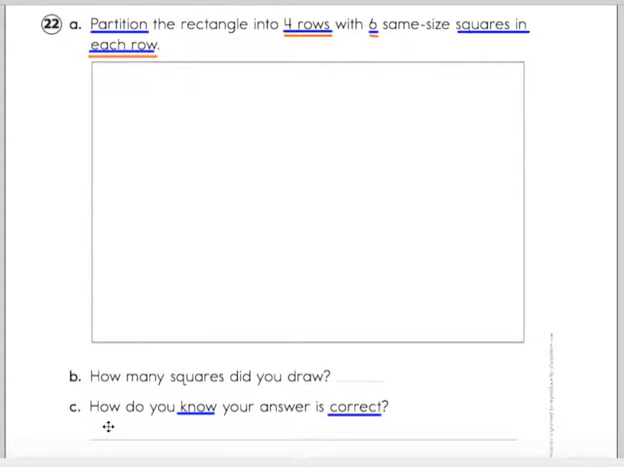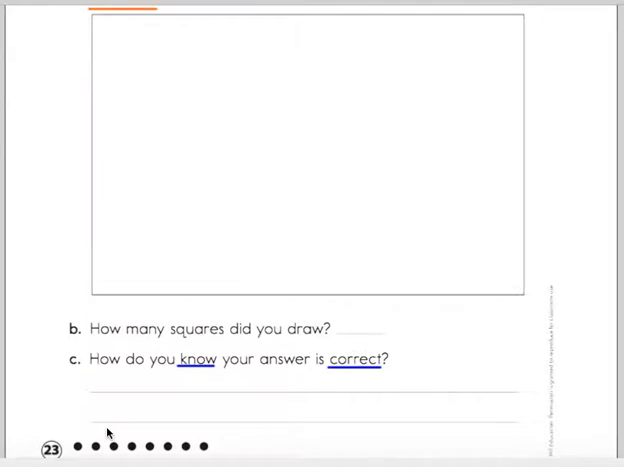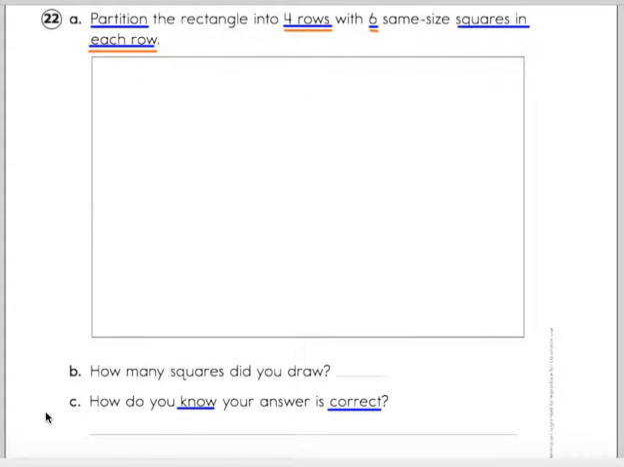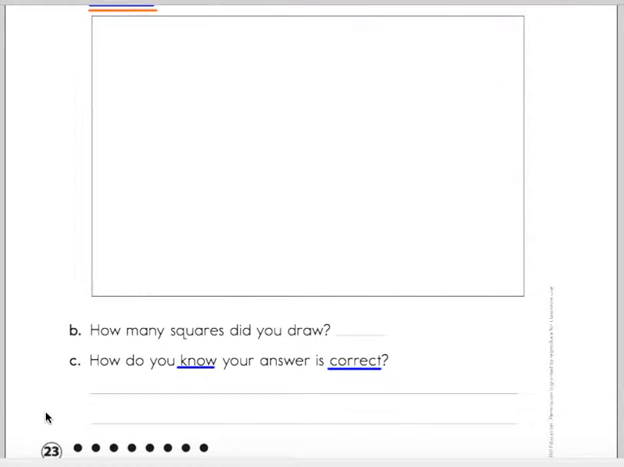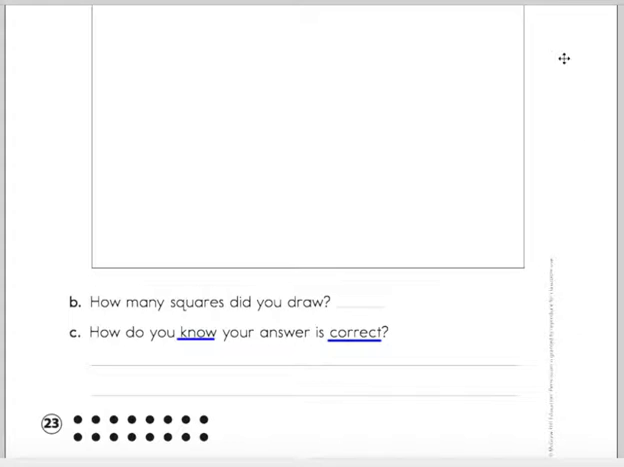How do you know your answer is correct? So if you look right here, this answer you gave right here, can you explain to me how you know that's a correct answer? What did you do? How did you figure that out? Can you tell me everything you did in your head step by step? And once again, if you need more room, there's room over here and there's room over here.